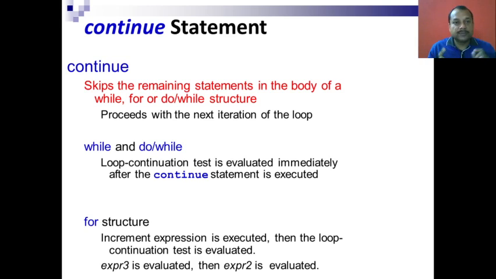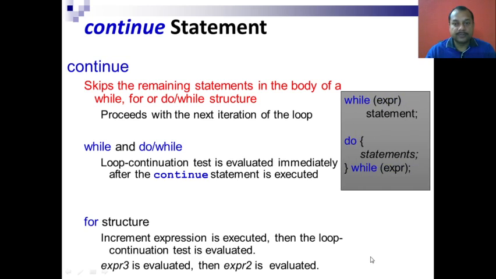That way there is a similarity also between continue and break statement. So continue statement skips the remaining statements in the body of a while, for or do while structure. It proceeds with the next iteration of the loop. In while and do while, the loop continuation test is evaluated immediately after the continue statement is executed. For the for structure, the increment expression is executed, then the loop continuation test is evaluated. So for the for loop, expression 3 will be evaluated and then expression 2 will be evaluated.